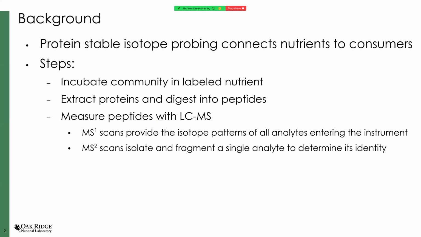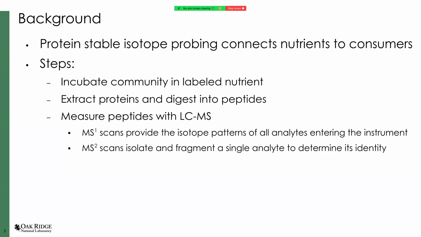The way this works is we incubate a community in a nutrient that has been synthesized with a stable isotope label like carbon-13 or nitrogen-15. The organisms that eat that nutrient will then incorporate that label into their proteins. We extract the proteins, digest these into peptides, and measure them with LC mass spec.